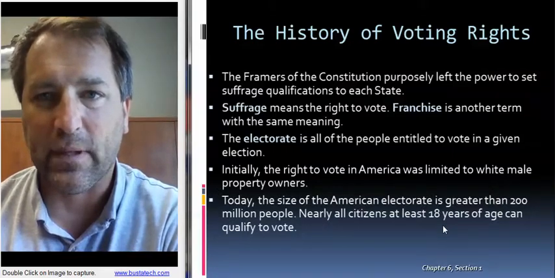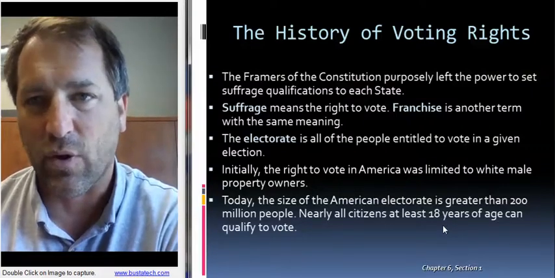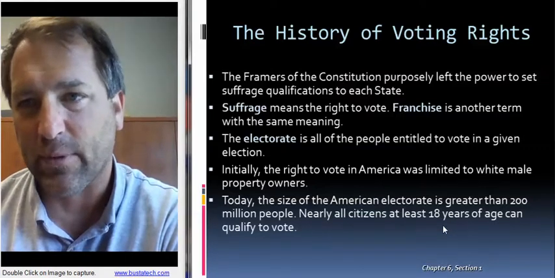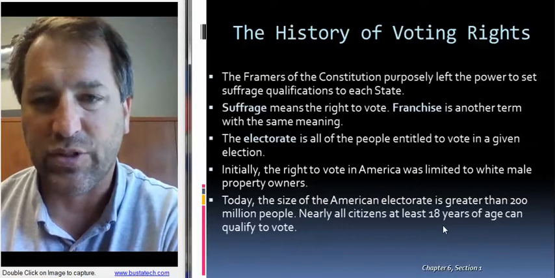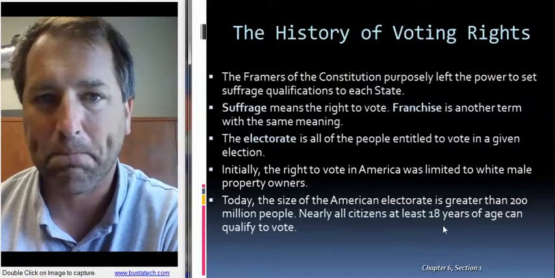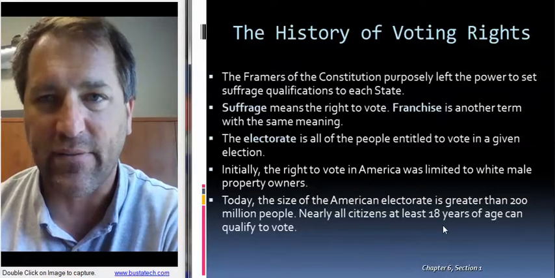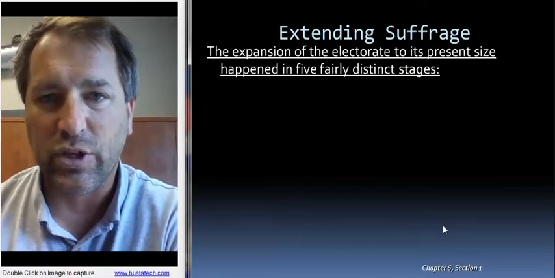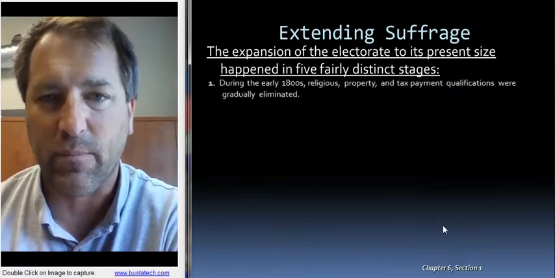Each step allowed many more people to vote. Some of the significant ones, of course, were when women were allowed to vote in 1920, which almost doubled the size of the electorate. Other notable changes we'll see throughout the civil rights movement, as black people more and more gain the right to vote. And the most recent change was in the early 1970s, when the voting age was lowered to 18, which again expanded the electorate. So the expansion of the electorate to its present size has 5 basic stages that you would wish to become familiar with.